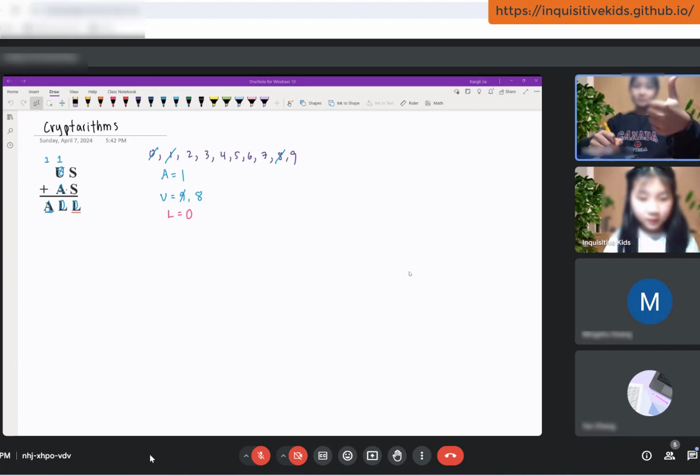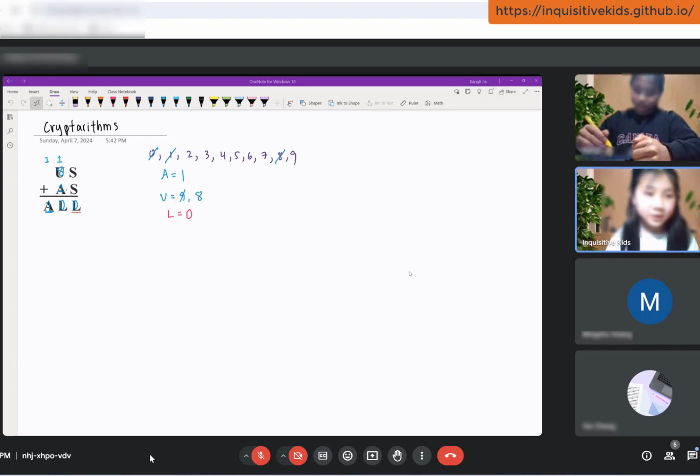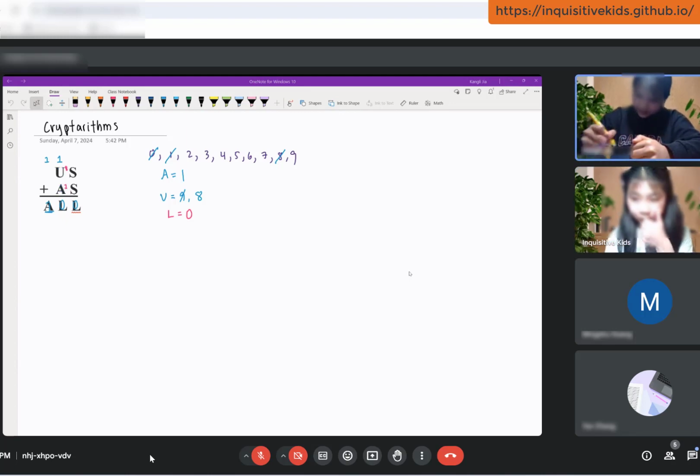You get that? I think you can write the solutions in the corner because I don't know what is A right now because it's hard for me to see. Like that? Yes.